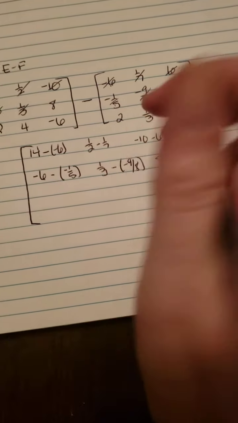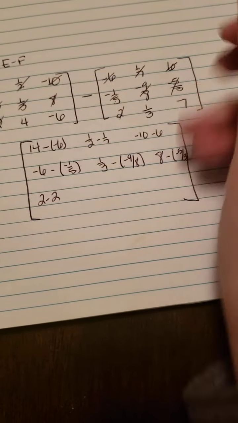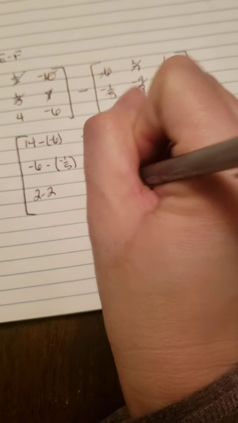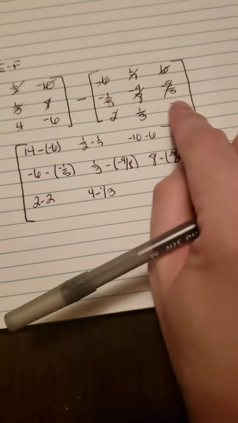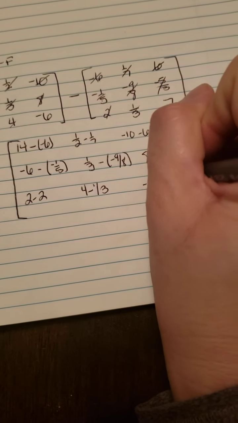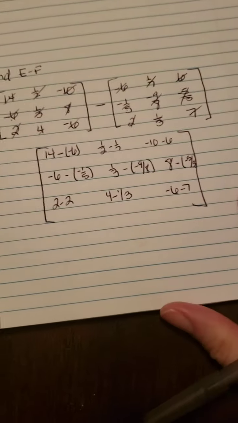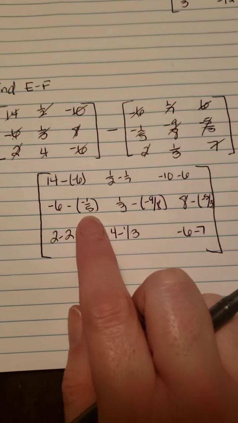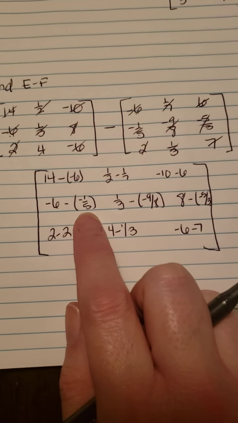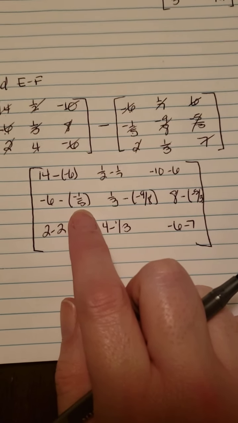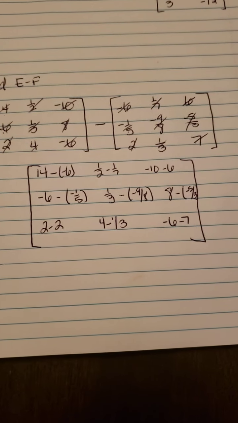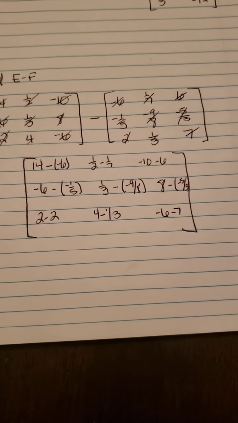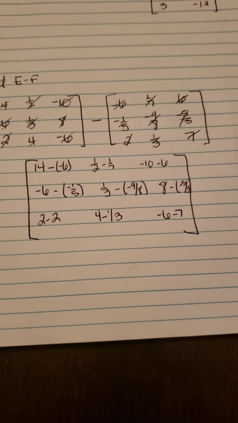Now down here I've got 2 minus 2. 4 minus 1/3. And negative 6 minus 7. Okay. Now, if you're having trouble with fractions, I'm going to post some extra videos. They're not my videos. I'm going to post some extra YouTube videos that might be helpful with adding and subtracting fractions.